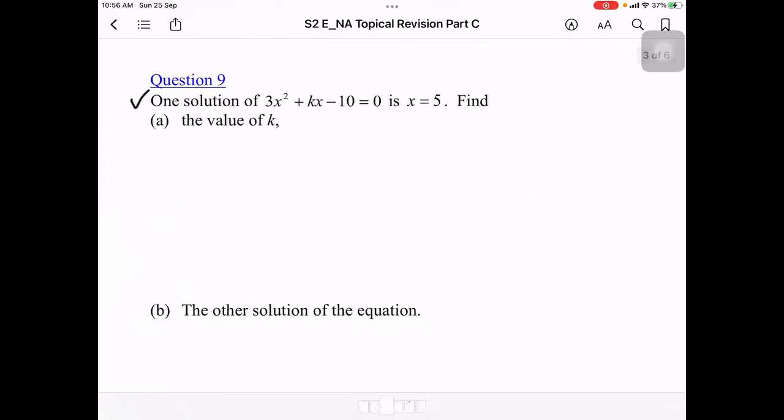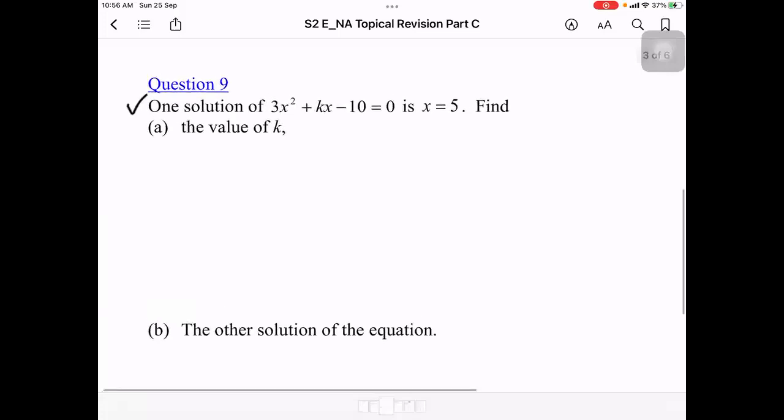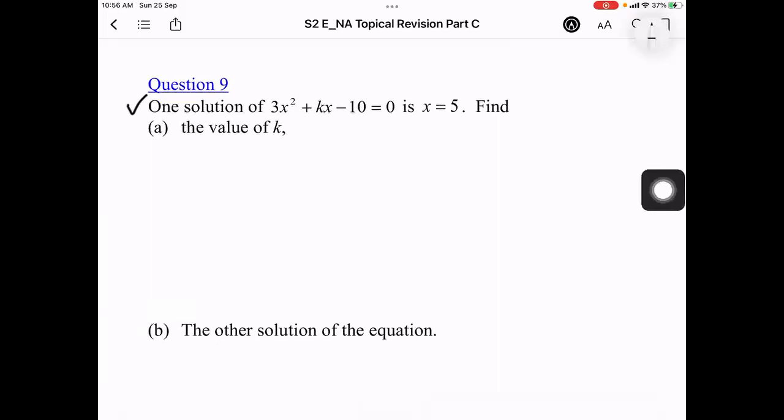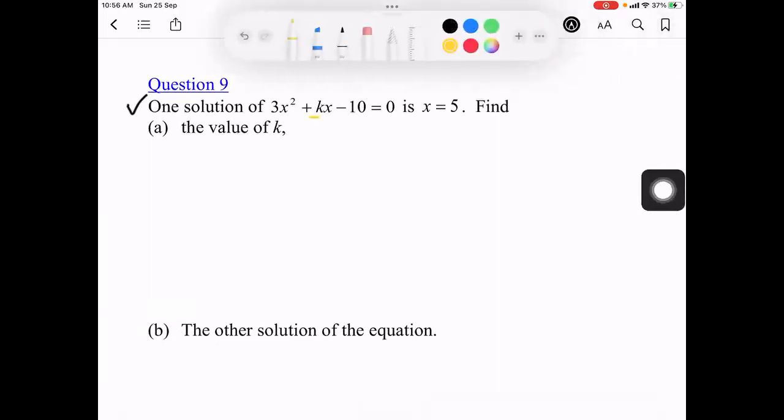Okay, next one, question number 9. This one is a kind of trick question, right? One solution of this whole thing. When you notice, got x squared, got x, and then got some more a letter k, right? Someone got a letter k. Then they give me also x equals to 5. They say it's a solution. That means what do I need to do? I need to sub x equals to 5 inside the equation. Okay. Then I'm left with only k to find what is k.